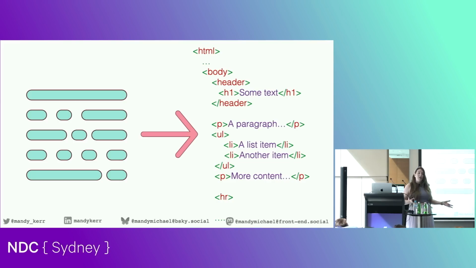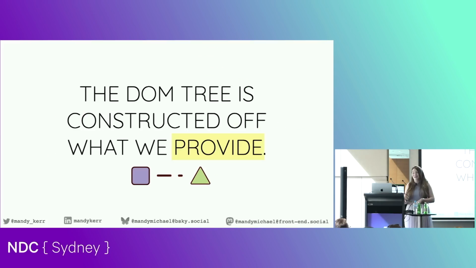There are a few other things that it'll do, layout, compositing, but they're not important for today. What is important is the DOM tree, because this is constructed of what we provide the browser. If we request a div, it's just going to give us a div, right?